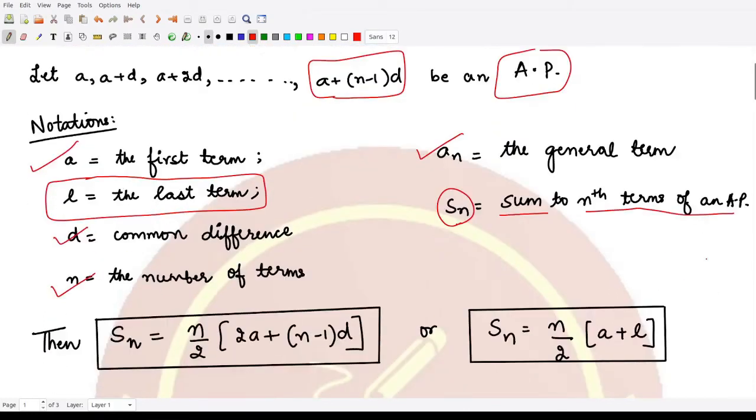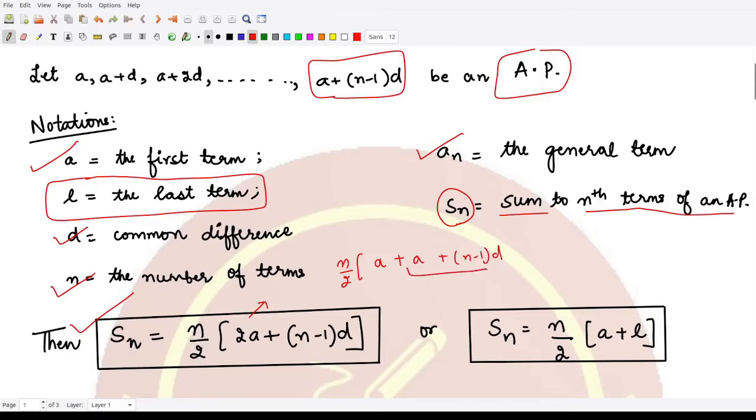So the formula for evaluating this sum is given by this first formula, which is n by 2. n is the number of terms up to which we need to take the sum, correct? And a is the first term, right? And d is the common difference. So we have n by 2 times (2a plus (n minus 1) times d). Now if you modify this formula, you may write 2a as a plus a, correct? Right, a plus a, and then the rest of the terms as such.